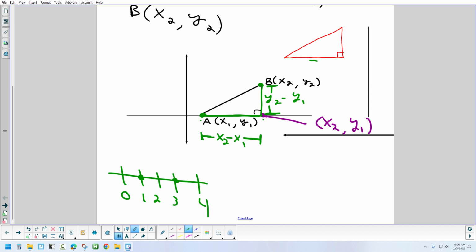Does anybody know the name of a theorem? If you know 2 of the sides in a right triangle, you can find the third one. Yep, we can use the Pythagorean theorem. All right, and what is the Pythagorean theorem?